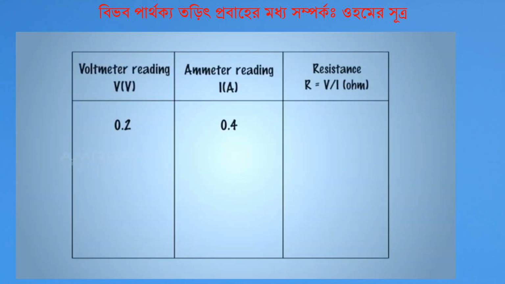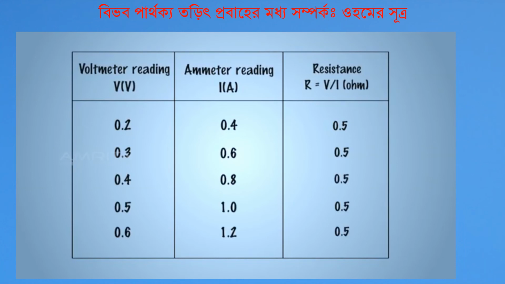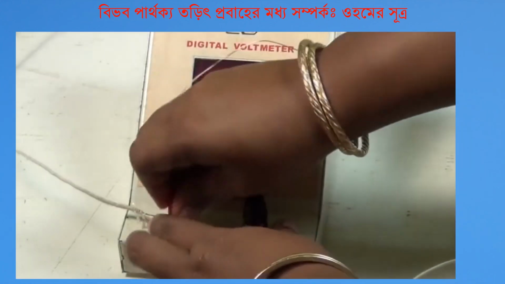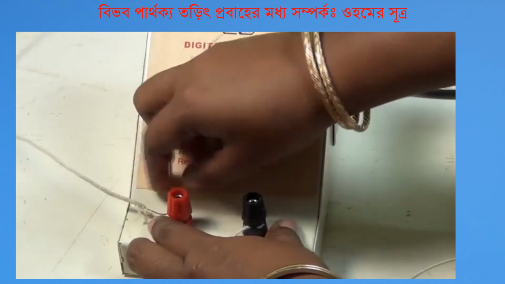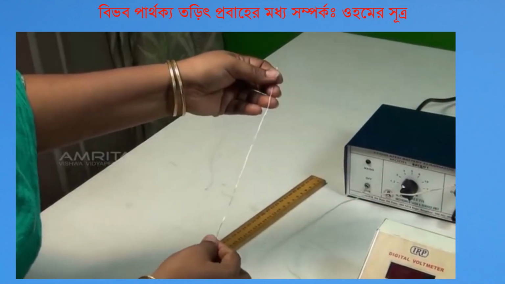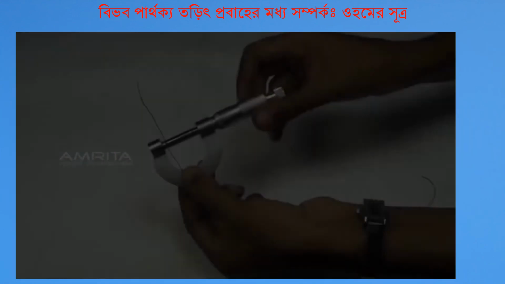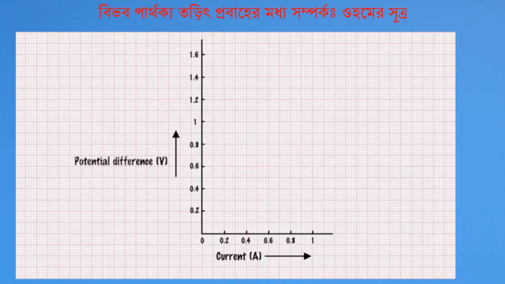In each case, V by I is calculated, which gives the resistance R of the resistor, and it is found to be a constant. Cut the resistance wire at the points where it leaves the terminals, stretch it and find its length by the meter scale. Plot V along the y-axis.